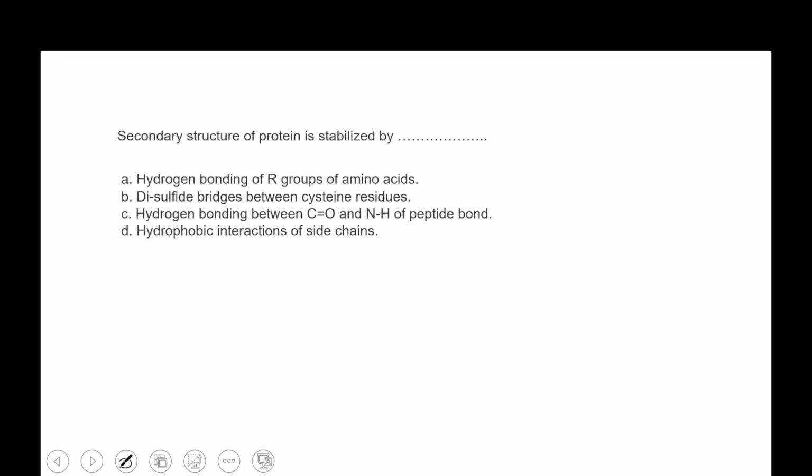Hydrogen bond between amino acids. Yes, hydrogen bonding between amino acids. So here our two options are automatically wrong. The fourth option, which is hydrophobic interaction, is wrong, and disulfide bridges are also wrong. These bonds are present in the tertiary structure. Now we are left with two options of hydrogen bonding. One says between the R groups of amino acids, another says between the CO and NH of the peptide bond.